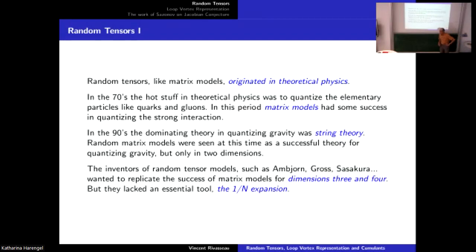The inventors of random tensor models, such as Ambjorn, Gross, Sasakura, wanted to replicate the success of matrix models, but in dimension 3 or 4. But they lacked an essential tool, the one-over-N expansion.